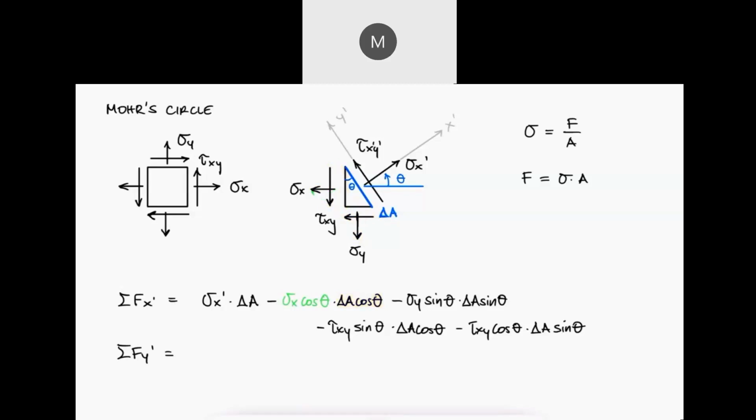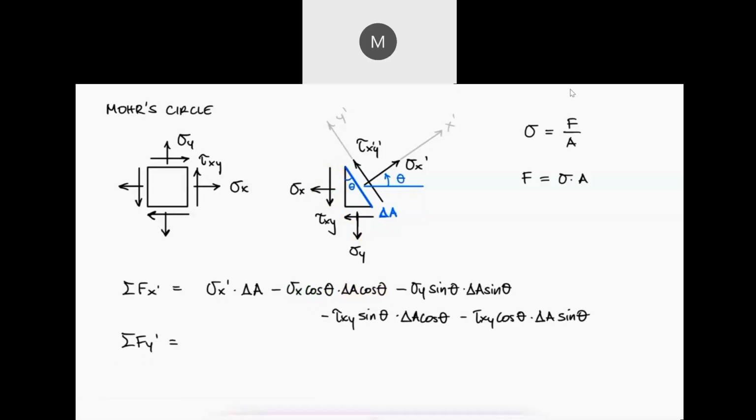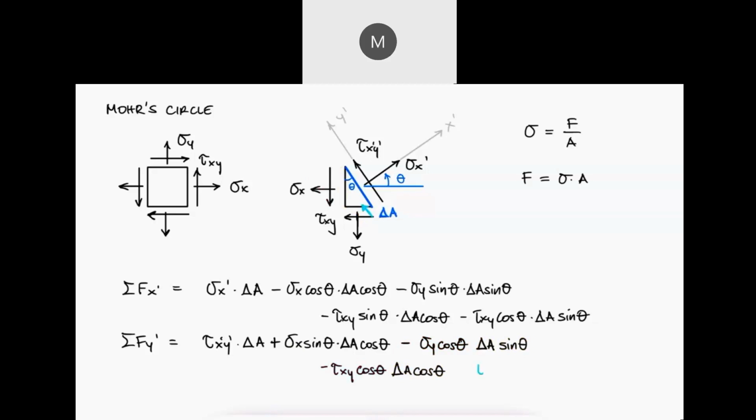For the sum of forces in the y prime direction, we have tau x prime y prime affecting the hypotenuse, the y prime component of sigma x, which is positive and affects the left side of the triangle, the y component of sigma y, which is negative and affects the bottom side of the triangle, the component of tau xy on the left side, and the component of tau xy on the bottom side.